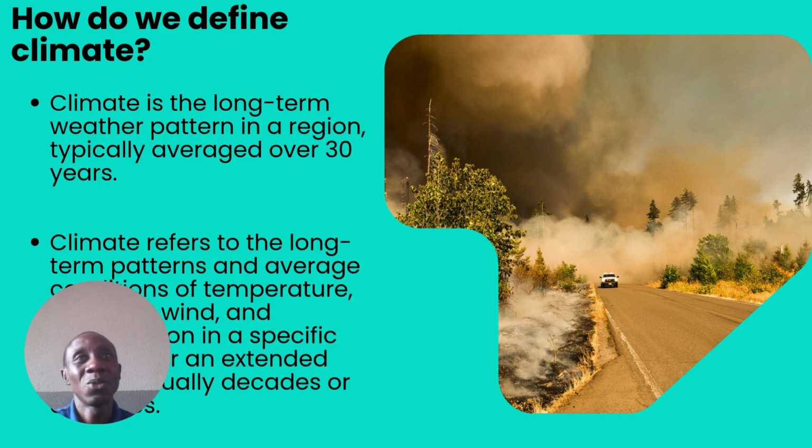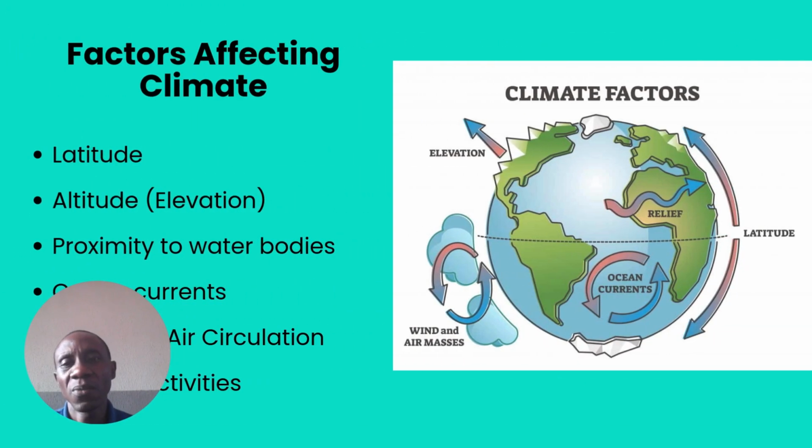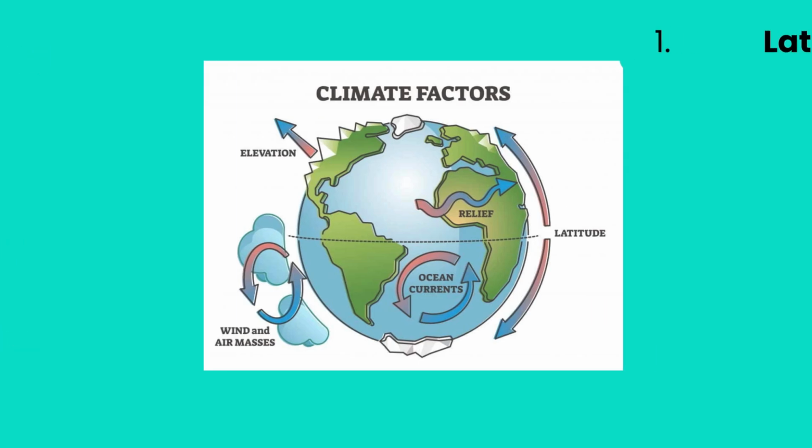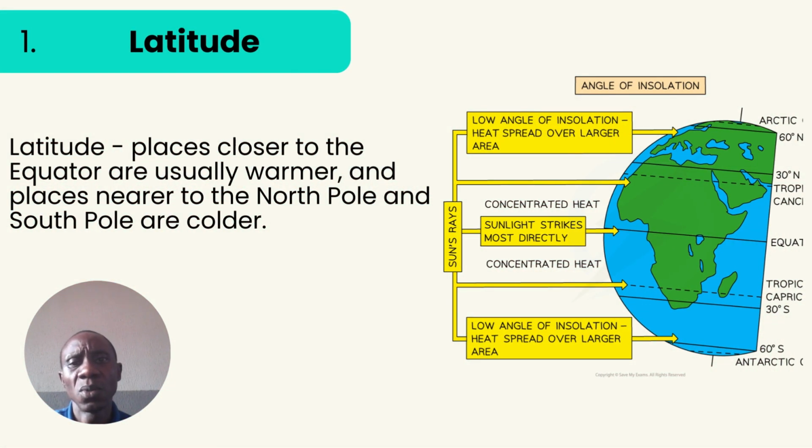Climate is also concerned with the condition of the atmosphere, but it's for a longer time than the weather. Okay, so now let's look at the factors affecting the climate of an area. You have latitude, altitude, proximity to water bodies, ocean currents, wind and air circulation, and then human activity. Okay, so the first one, latitude.